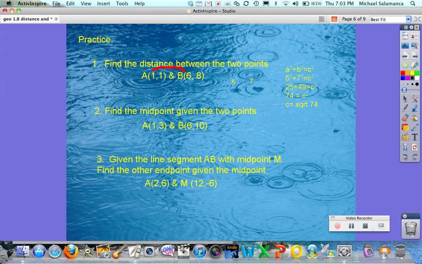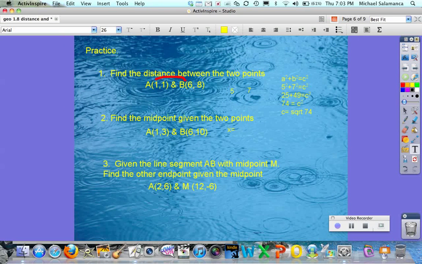Now for number 2, it says find the midpoint given the 2 points. And remember, midpoint is exactly what it sounds like, the middle point of the 2. So we're going to average the x's. x equals 1 plus 6, because those are the 2 x values, divided by 2. The x value is 7 halves, or 7 divided by 2. The y is 3 plus 10, divided by 2. We get y equals 13 halves. And that's how we'd leave our answers.